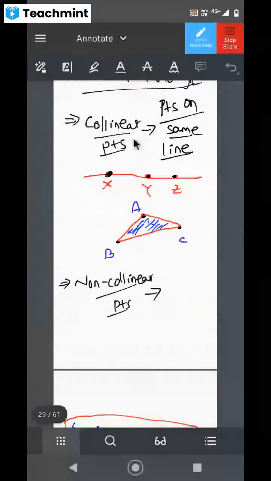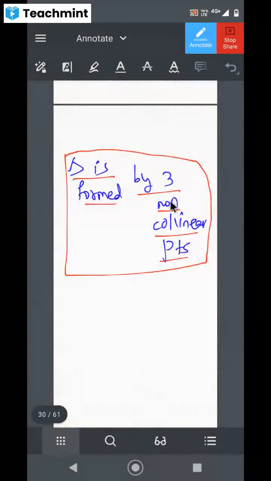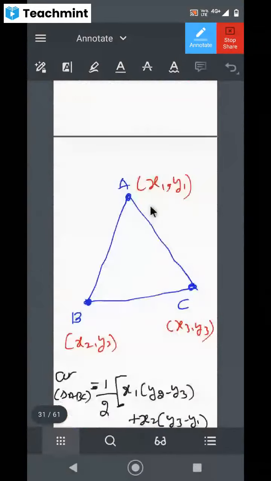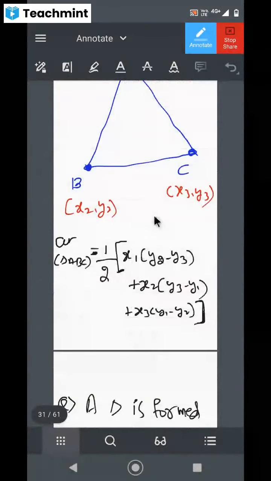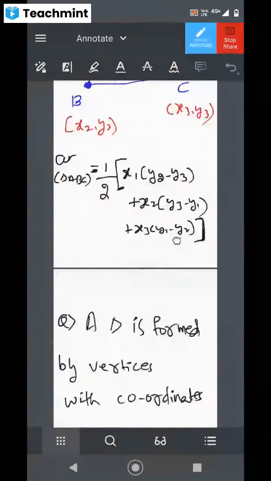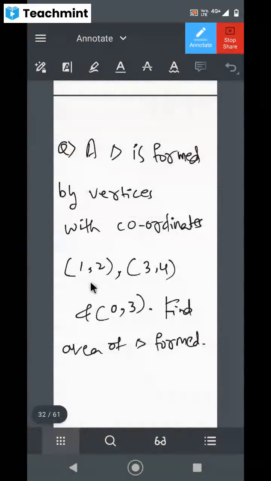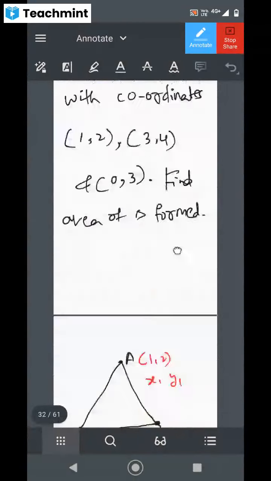We discussed collinear points and non-collinear points, then how the triangle is formed. All these points we named. Then we have this formula for the area of a triangle. Big formula, but easy formula. Then a direct question is where points are given and we ask them to find the area.